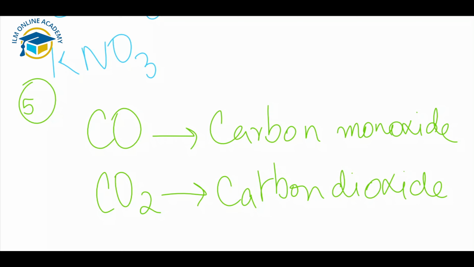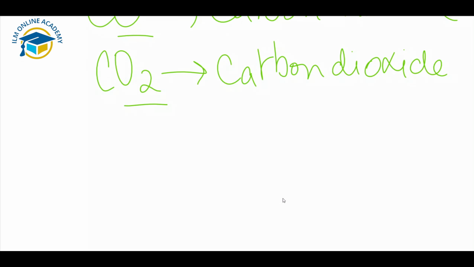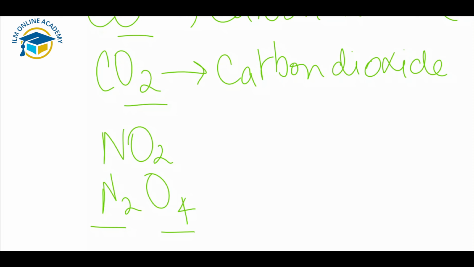So prefixes are used in the names of some compounds to tell you the number of a particular element present. In carbon monoxide there is just one oxygen. In carbon dioxide, we have two oxygen atoms. Other examples are nitrogen dioxide NO2. Other than that, we have N2O4, dinitrogen tetraoxide. The name of this compound will be dinitrogen tetraoxide. We have some other examples like SO2, sulfur dioxide, where the prefix is di, and sulfur trioxide, where the prefix is tri.